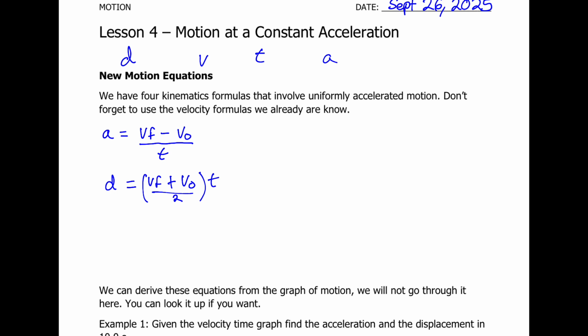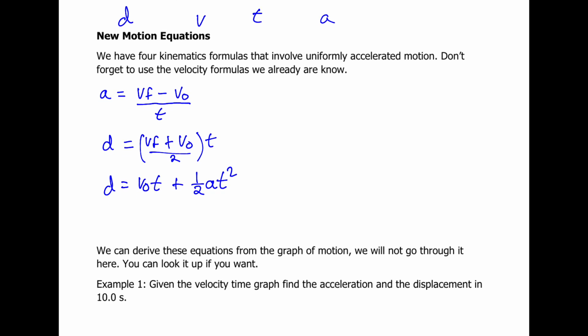The next one is my personal favorite. d is equal to, let me make that look nice, v naught multiplied by t plus half of a t squared. Let me slide this up a bit, just there. That's that one. And then the last one is the final velocity squared equals the initial velocity squared plus 2 times acceleration times displacement. So these are the four formulas that involve acceleration.